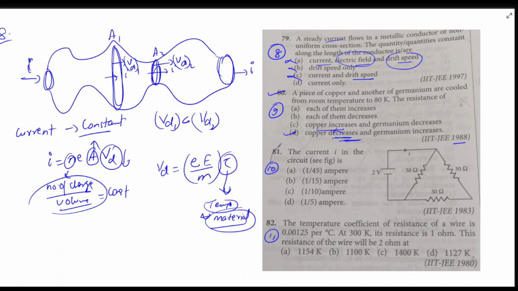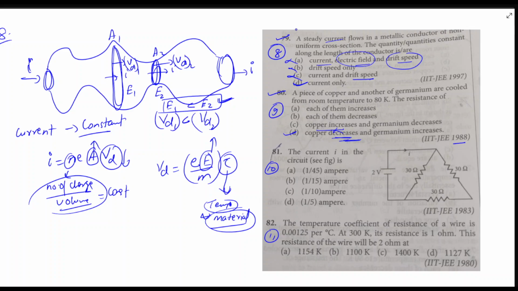So where drift velocity increases, it is due to the electric field, right? At point 2, let's say the electric field is E2, and at point 1 it is E1. Where drift velocity is more, it is due to E, so E2 must be more than E1. And we know in a current carrying wire or conductor, this electric field is a non-conservative field. You should remember this. So D option will be correct.